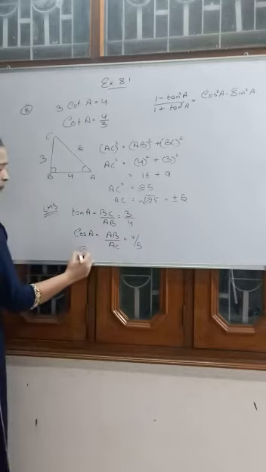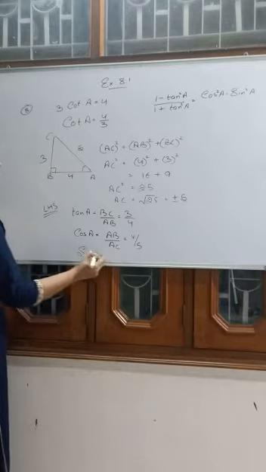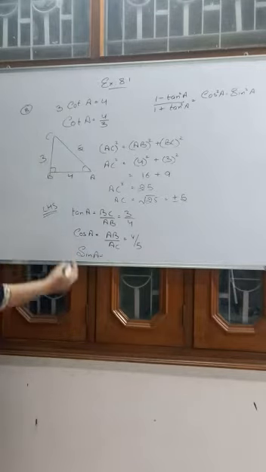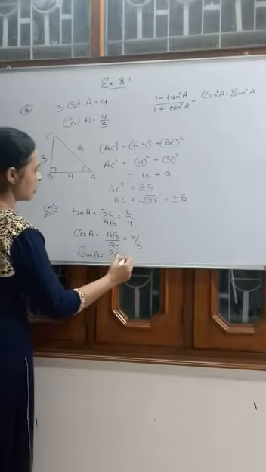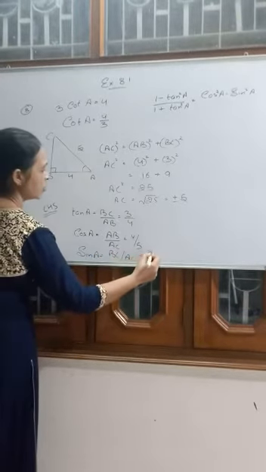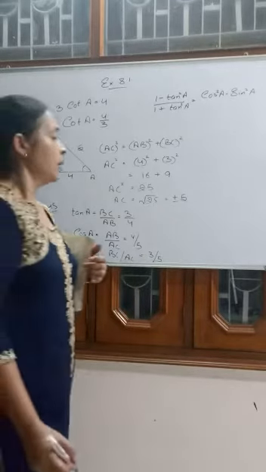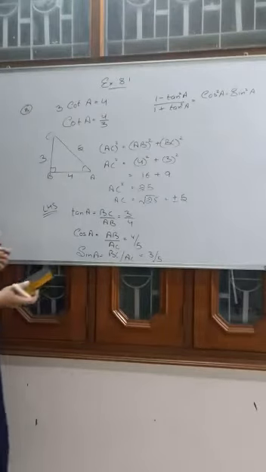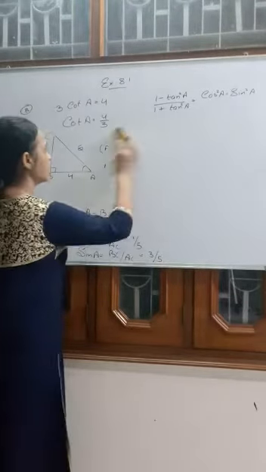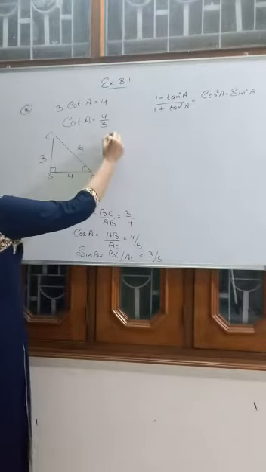And sin A. What is sin A? Opposite side upon hypotenuse, BC upon AC. It will be 3 by 5. Clear? Now what we have to find? 1 minus tan square A upon 1 plus tan square A. Pause the video and note it down. I am rubbing it.